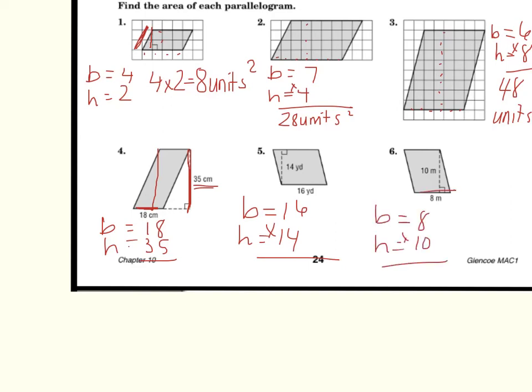I can do this one. That's going to be 80 square meters. This time, look at the units. They tell you centimeters, yards, meters. So we don't write units squared, we write meters squared.